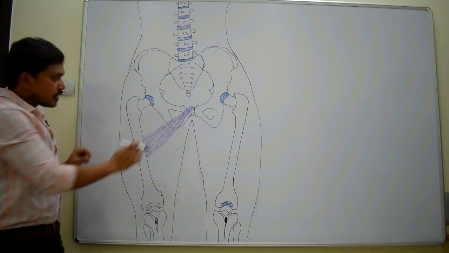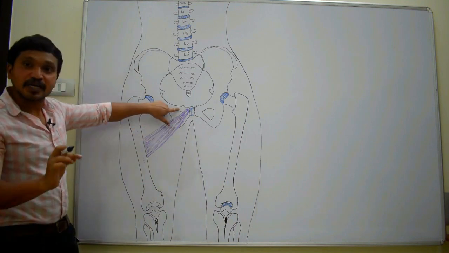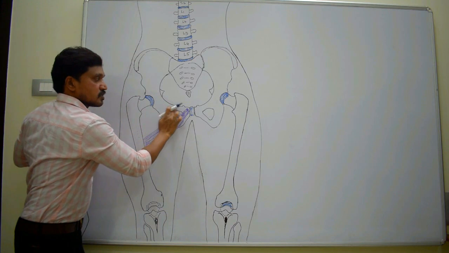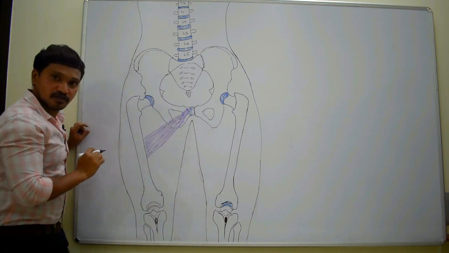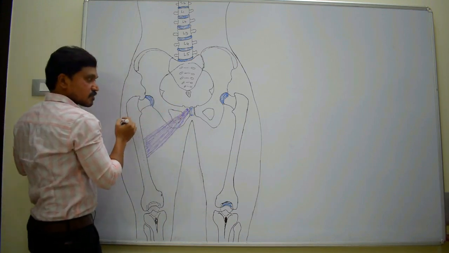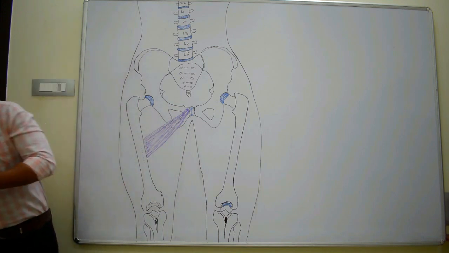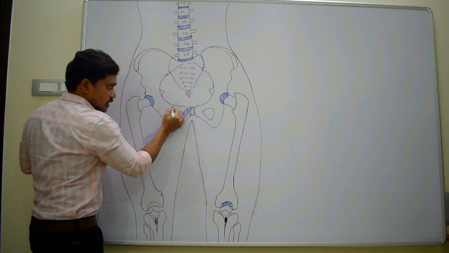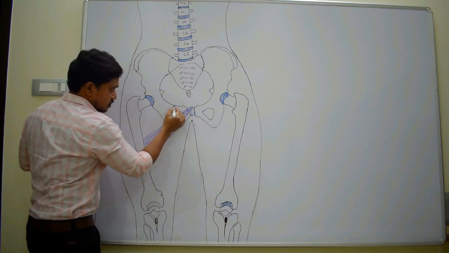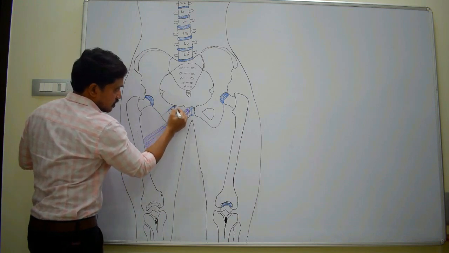Next to this, here, this is the pectineal surface of the pubis. From the pectineal surface of the pubis, one muscle will be arising, right? So that muscle I will draw from the pectineal surface. The pectineus muscle is arising. So this is the pectineus muscle.